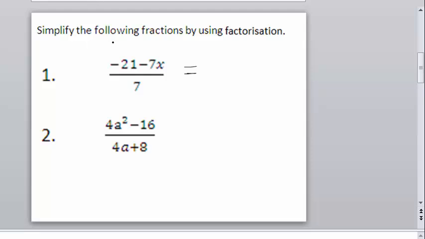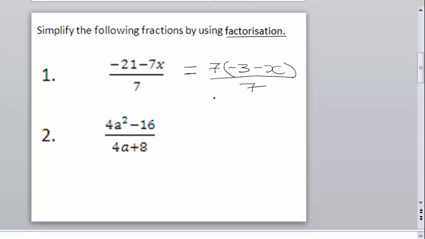So how do you solve such a question? They say simplify the fractions by using factorization, right? So already you know that you can factorize the above by taking out the highest common factor, because 21 divided by 7 is 3 and 7 divided by 7 is 1. So this is how you take out the highest common factor. So you take out 7 as the highest common factor. What remains in the bracket is -3 as well as -x, right? Or 1x if you want. So this is still over 7.